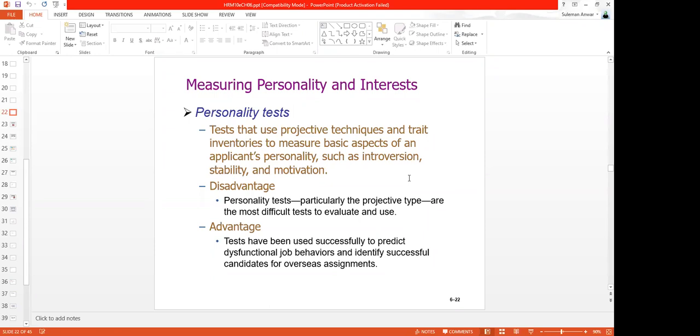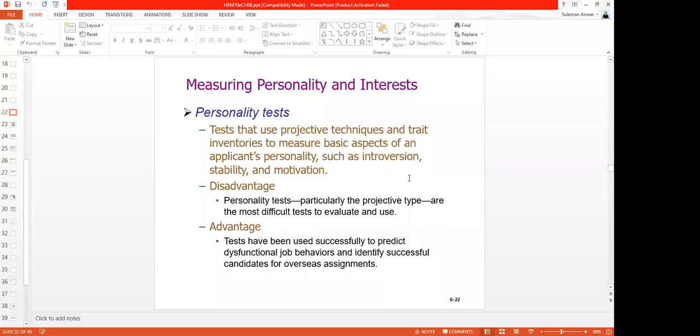There are certain disadvantages associated with personality tests. And the first disadvantage we have is that the personality tests, particularly the projective type, are the most difficult tests to evaluate and use. Okay, because it would be very hard to predict a personality, particularly when there are so many emotions and moods, external circumstances, which are continuously impacting the people's thought processes, mind abilities, personality aspects, and likewise.